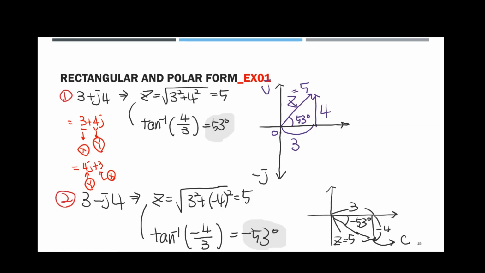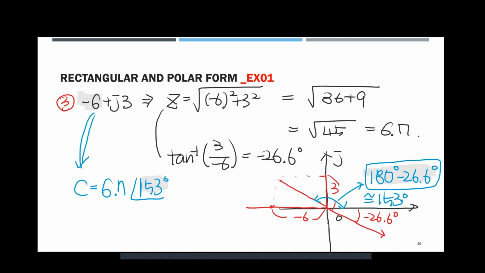And 3 minus 4j is equal to root 3 squared plus minus 4 squared, which is equal to 5. Okay? So the inverse tangent of minus 4 over 3 is equal to minus 53 right there. Okay? So the x-axis is 3, the y-axis is minus 4. From the rectangular form, we can find the polar form, the angle minus 53 and the length 5, okay?